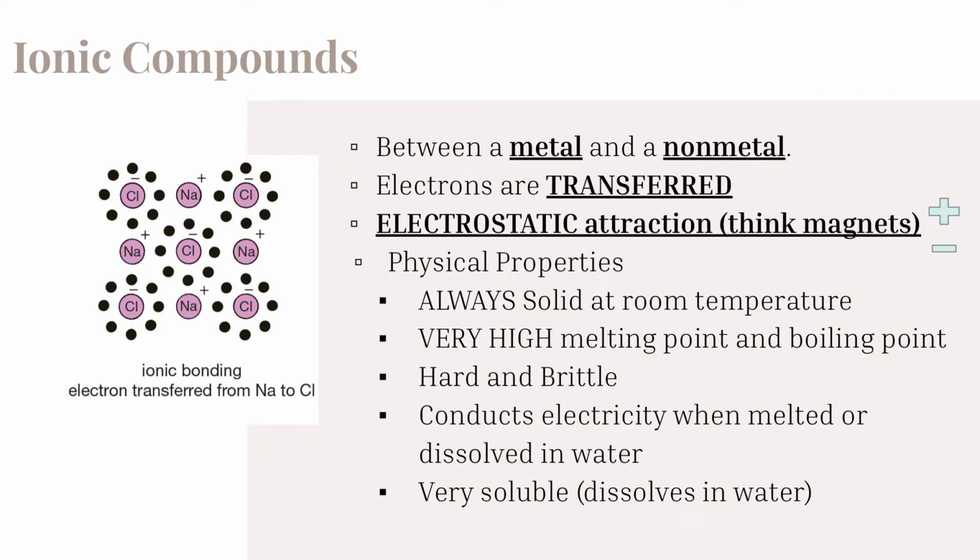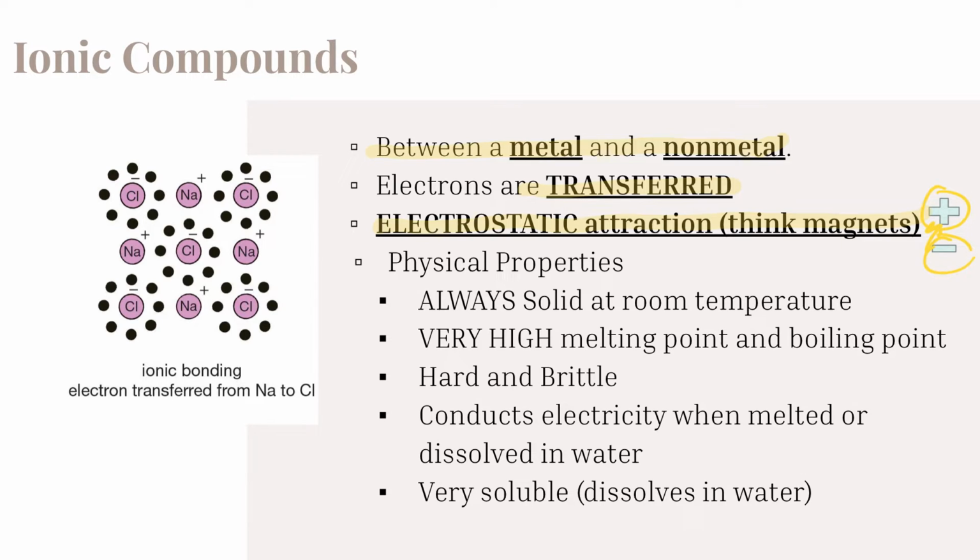So ionic compounds are between a metal and a nonmetal. The electrons are transferred, and they're held together by electrostatic attraction. So think magnets. You have a positive end and a negative end, and they are attracted to each other.